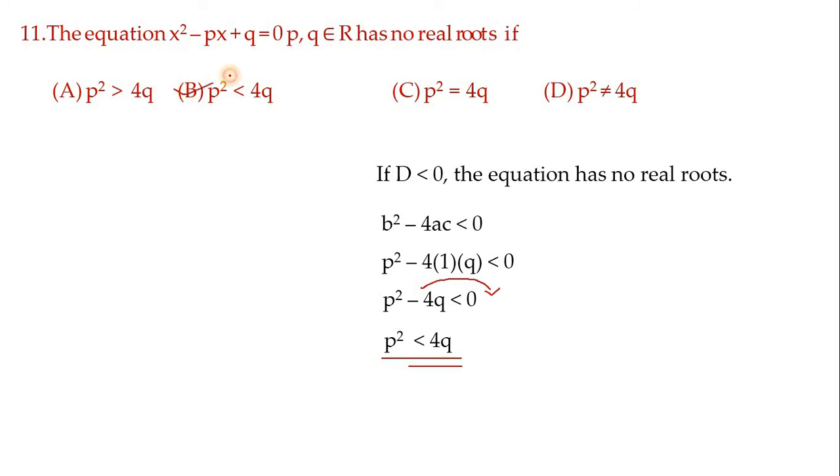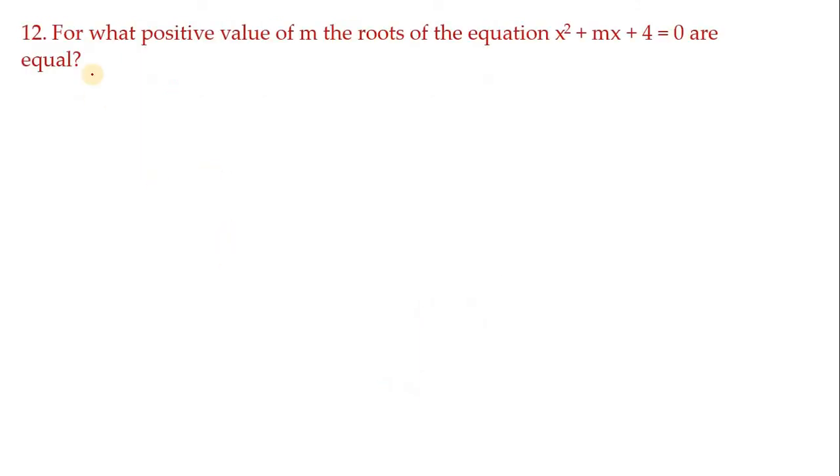This our answer, we find it in option B. So option B is correct: p square less than 4q. Move on to the next one.